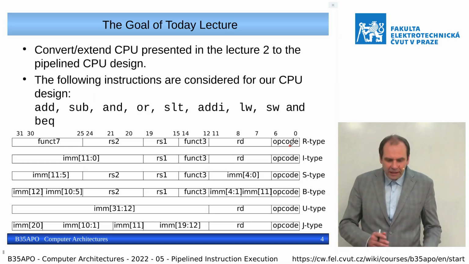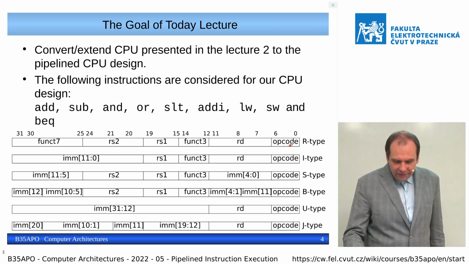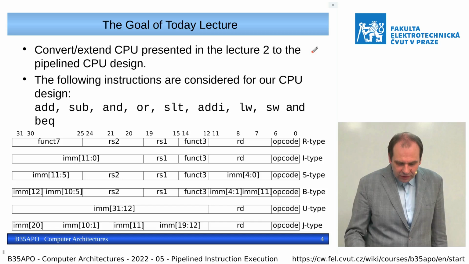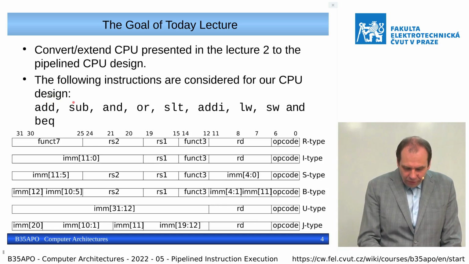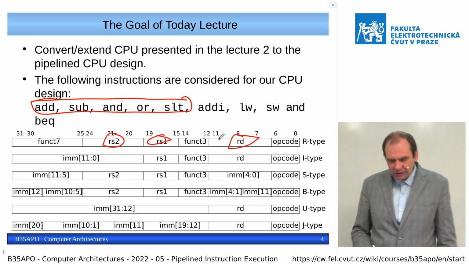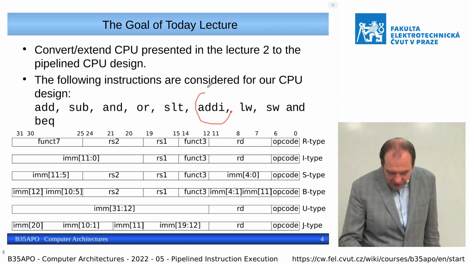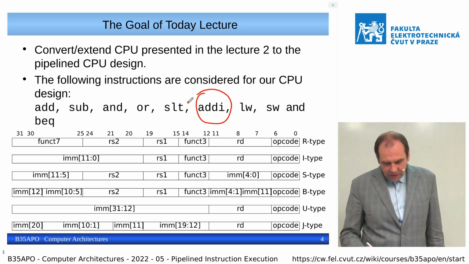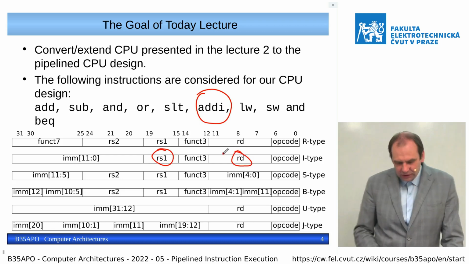So we return to our third lecture, where we started with the simple RISC-V processor. And we have implemented a set of arithmetic logic instructions which work between three registers. So they have one source register, a second source register, and a destination register. Or we have the instruction which can add an immediate value to one of the registers and store the result in the destination register.